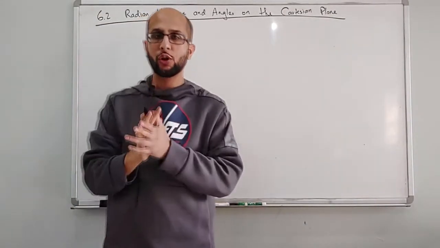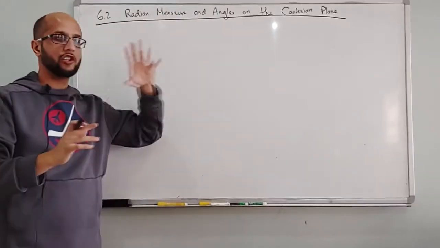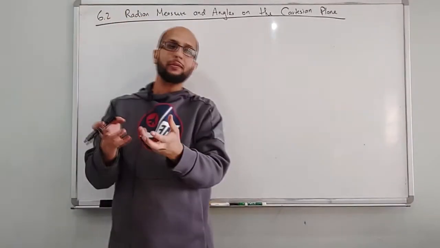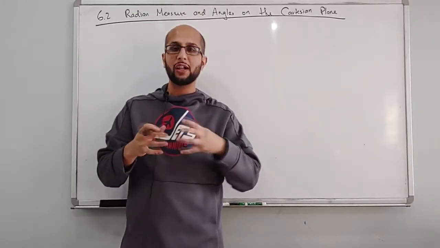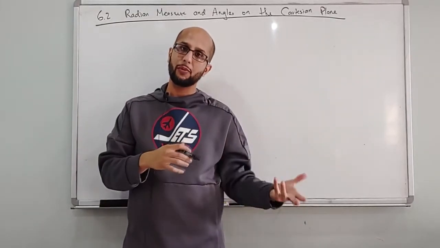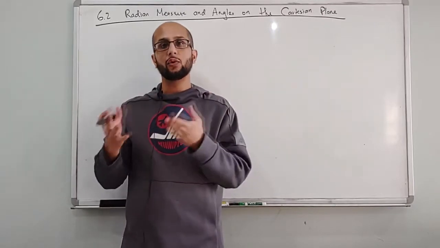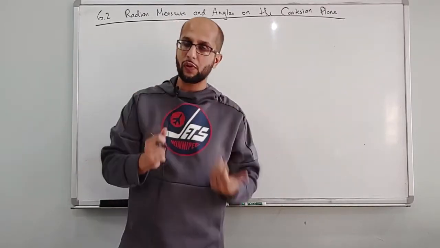Okay, 6.2, radian measures and angles in the Cartesian plane. This is a summary of grade 10 and grade 11 trigonometry. We're going to summarize some of the algebraic portions of trigonometry, but working in radians. So a few things, we're going to convert.